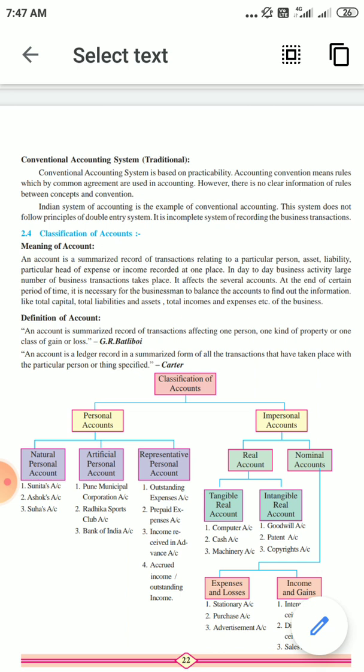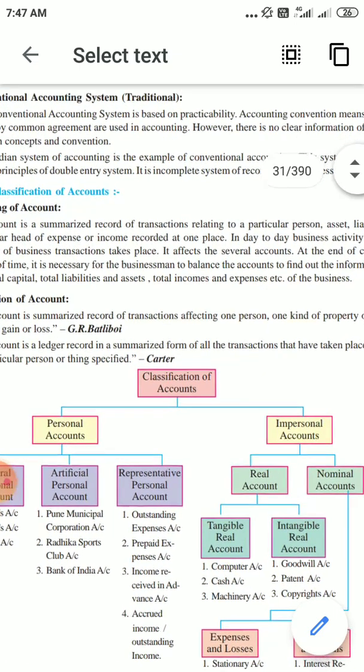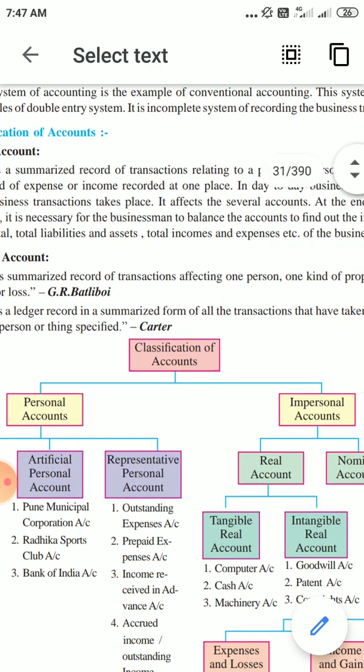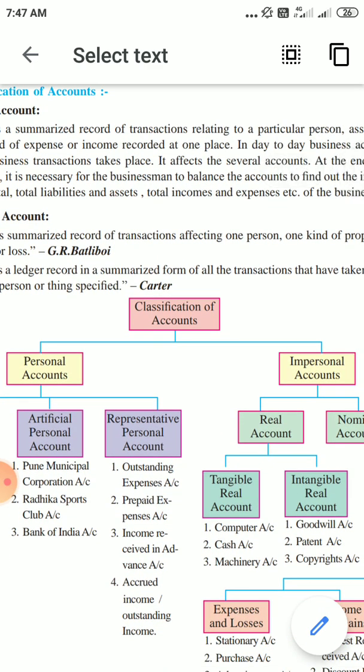Okay, so let's see the definition of account that is given by J.R. Batliboi. An account is a summarized record of transactions, okay, affecting one person, one kind of property, or one class of gain or loss. Okay. Next is given by Carter. An account is a ledger record, or in a summarized form, of all the transactions that have taken place with a particular person or a thing for a specified time. Okay, so this account is classified into types. First classification is what? Only two, that is personal account and impersonal account.